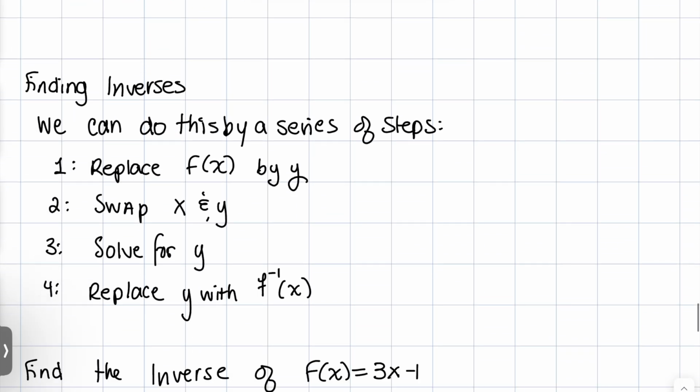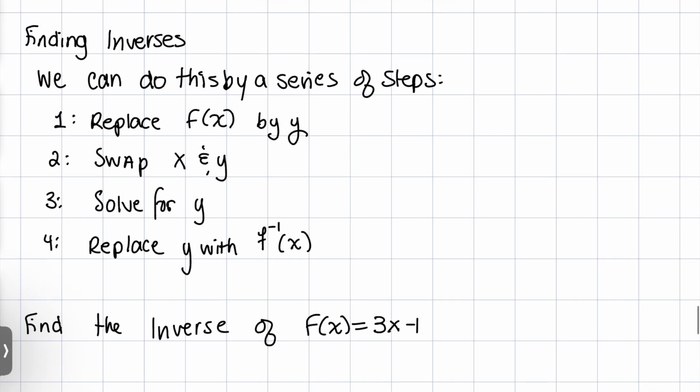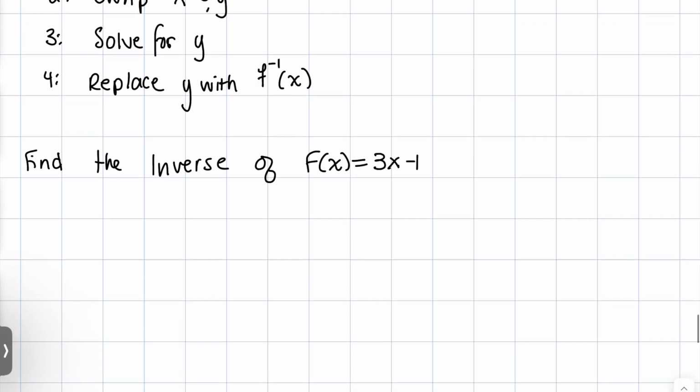Okay, so if we were not given the inverses and we were asked to find an inverse of a function, we're able to do this. We do this series of steps. You have to replace f of x by y, swap the x and y's around, solve for y, and replace with f to the negative 1 of x, or that inverse function notation. So let me show you how to do one of these.